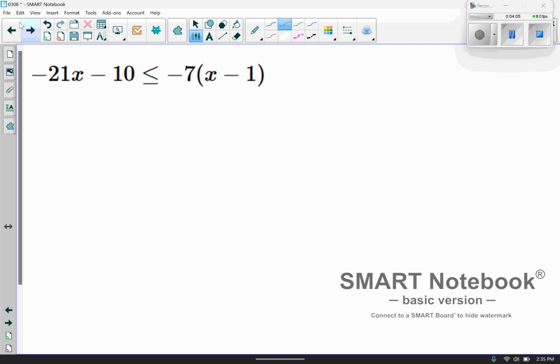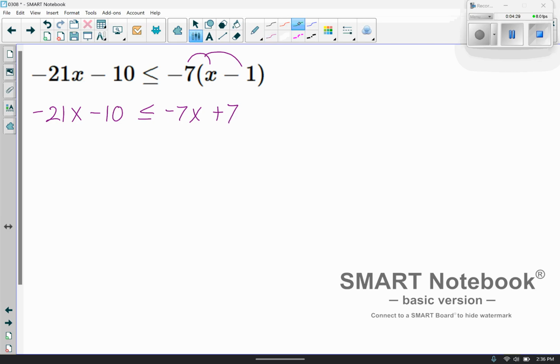Okay, so once again, we've done all this stuff when we were solving equations. The only difference now is that we're dealing with inequalities. And so I'd have to start by distributing that negative 7. So I'm still going to have the negative 21x minus 10 is less than or equal to negative 7x. And then this will become a plus 7 when I distribute it and multiply it by the minus 1.